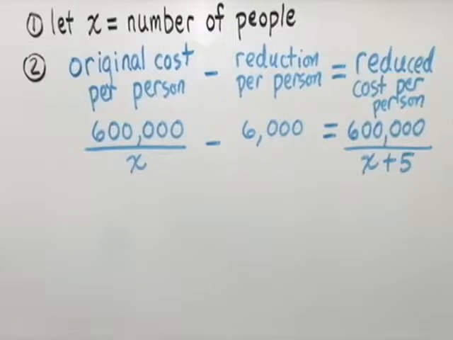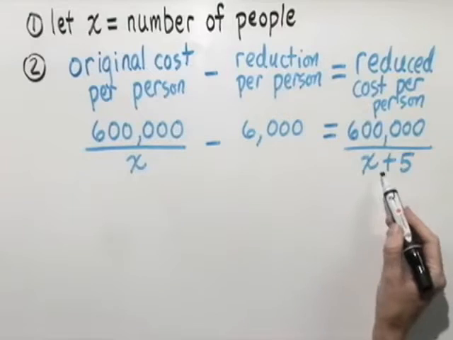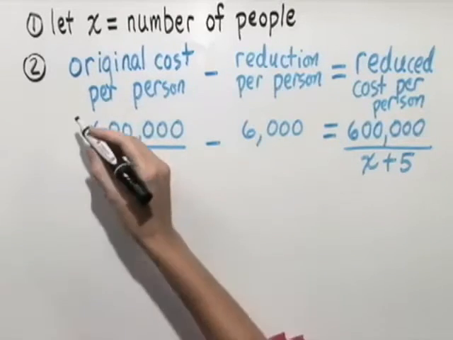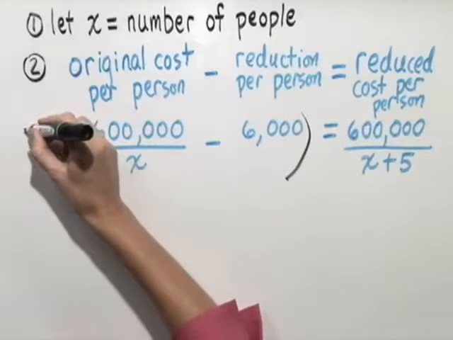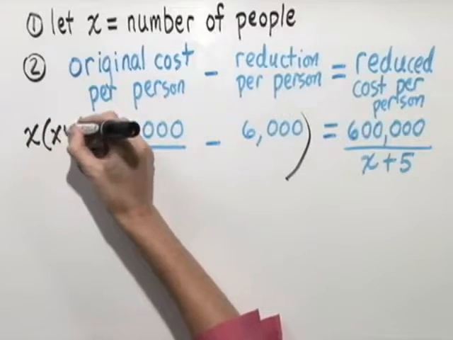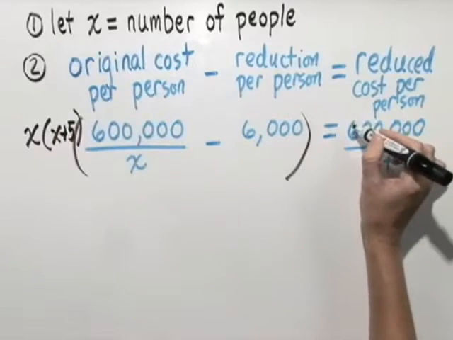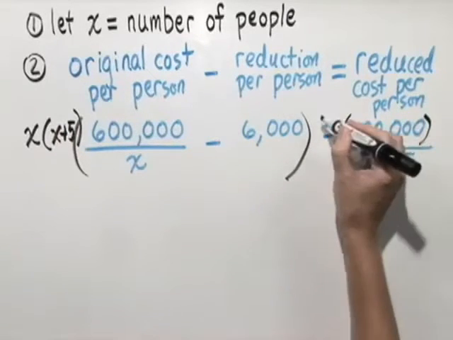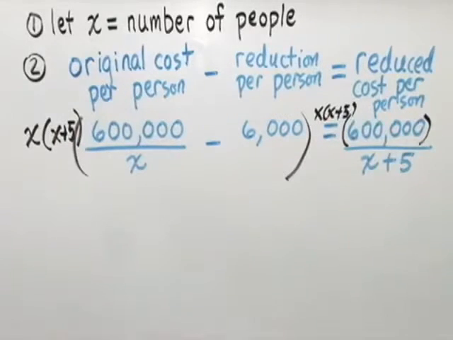Now that we have the equation set up, we can solve it. It's a rational equation. We have a denominator of x and x plus 5, so we're going to multiply both sides of this equation by the quantity x times x plus 5.